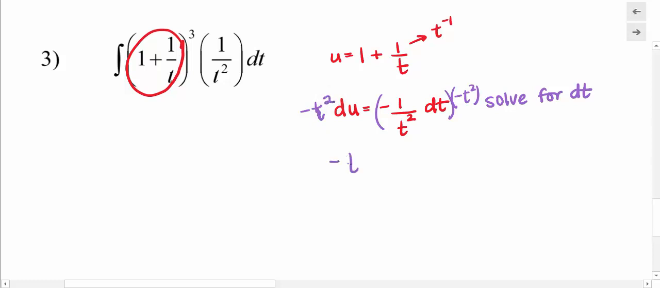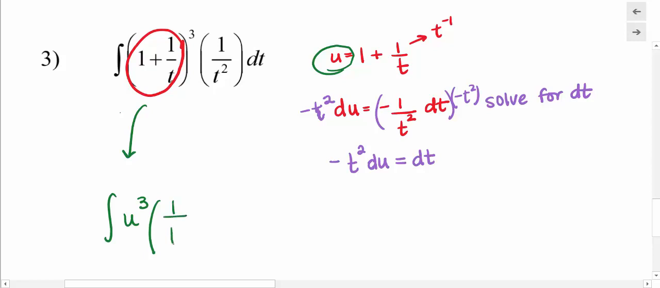So I have negative t squared du is equal to dt. And let's put this all in and see if my integral gets any better. So I have the antiderivative of 1 plus 1 over t, that's what I let be u, so I'll say u cubed. I'm just going to copy down the 1 over t squared here in the middle. That was my middle factor, basically. Just leave that there. And then exchange your dt.